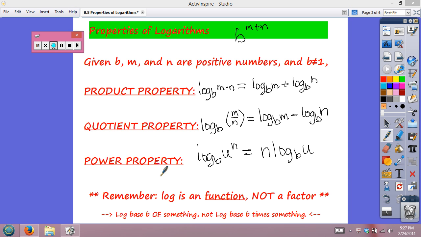I'd like to quickly remind you that from the lesson before, we remember that the logarithm, log, is not a factor, it is a function. So when we're saying log base b of u to the n, not times u to the n. So when we're taking these functions, we're actually taking log base b of m times n, not just m, right?